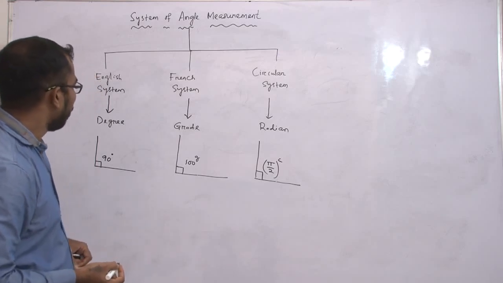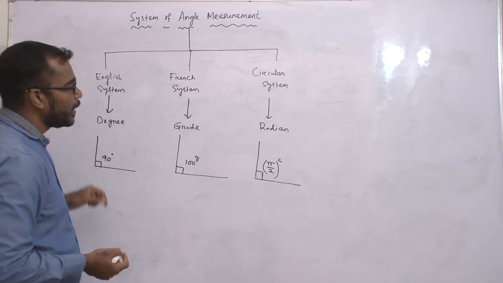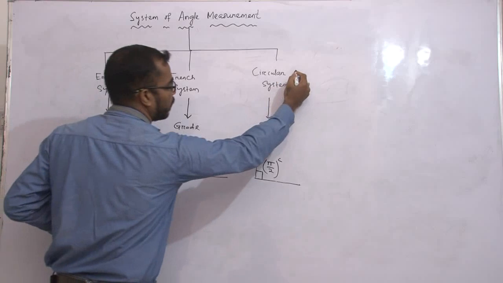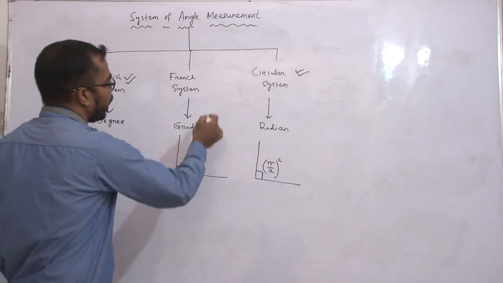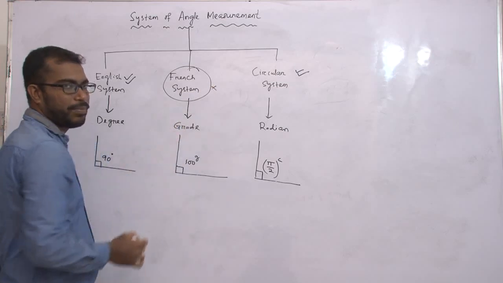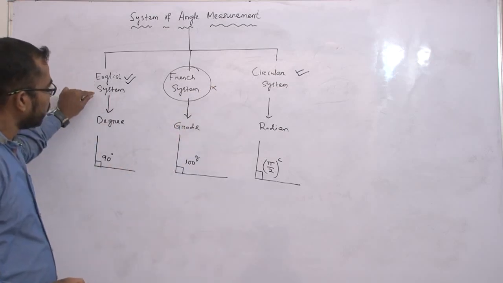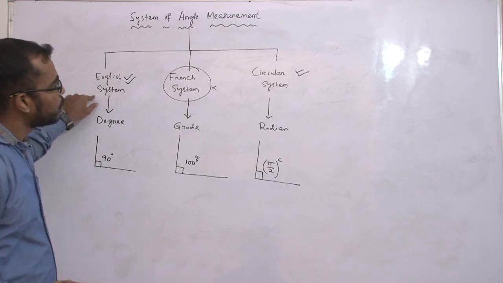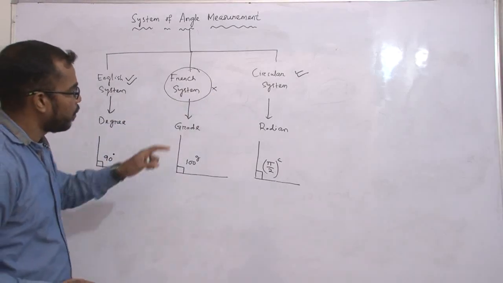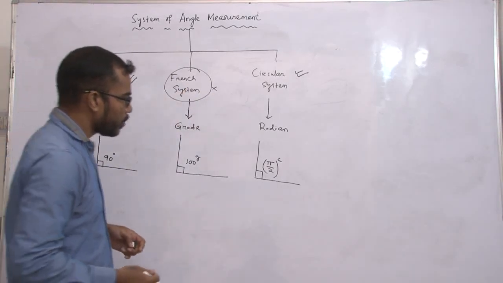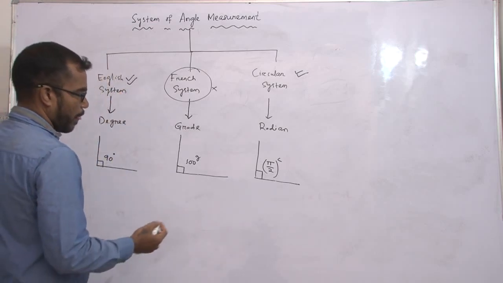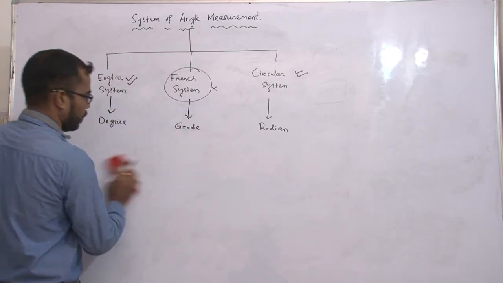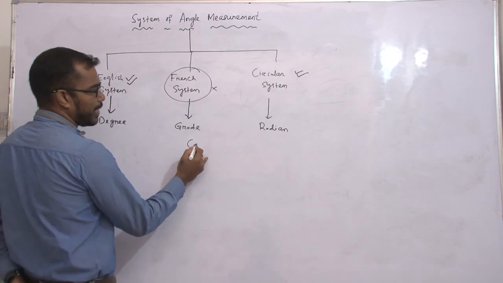But in our syllabus or in our course, only two systems are accepted, that is the English system and the circular system. The French system we cannot accept. So we have to find the relationship between the English system and the circular system. So first of all, what is the circular system? Now let us discuss that. Circular system.